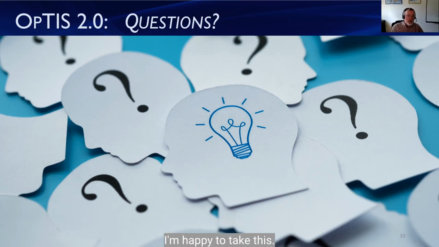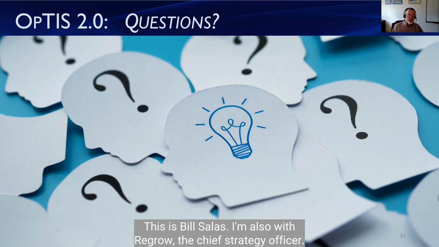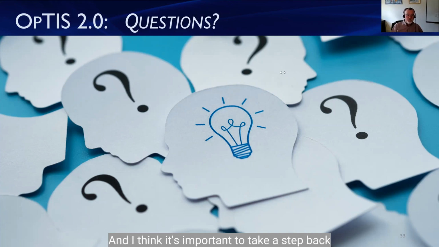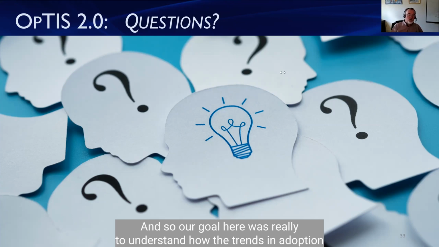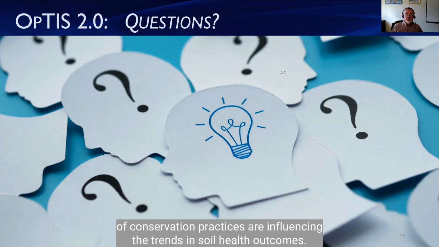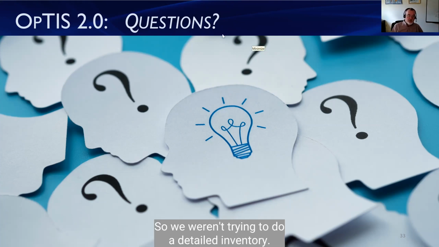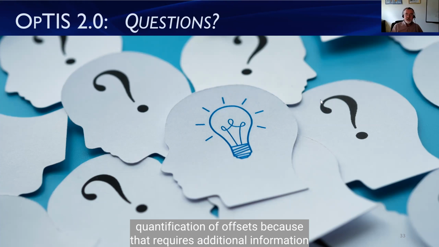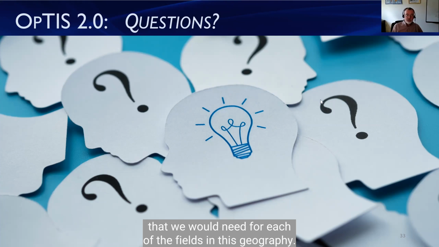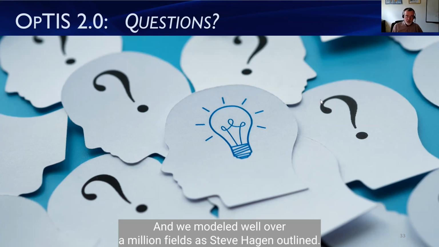Dave, thank you. I'm happy to take this. So this is Bill Salas. I'm also with Regrow, the Chief Strategy Officer. And I think it's important to take a step back and think about the objectives of the DNDC modeling done for this study. Our goal here was really to understand how the trends and adoption of conservation practices are influencing the trends in soil health outcomes. So we weren't trying to do a detailed inventory. We weren't trying to do field scale quantification of offsets, because that requires additional information that we would need for each of the fields in this geography. And we modeled well over 1 million fields, as Steve Hagen outlined.